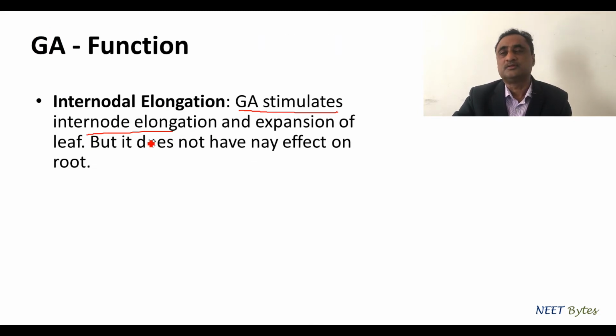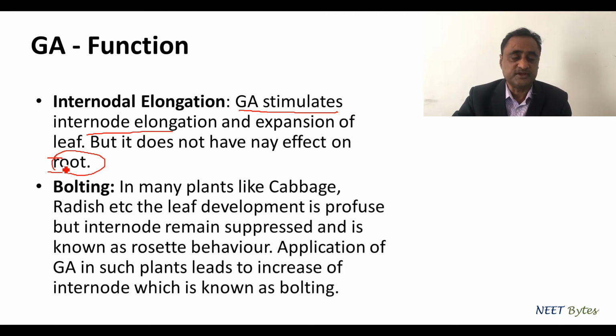Let's talk about the function. As I told you, the main function of gibberellin is the elongation of internodes, okay. GA stimulates internode elongation and expansion of leaves, but mind it, it doesn't have any effect on roots, okay. There is one more important function of gibberellic acid, and that is bolting.